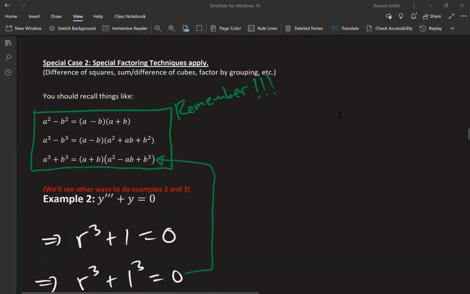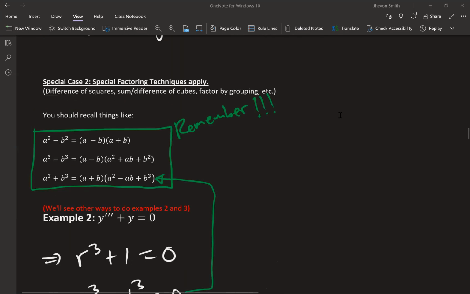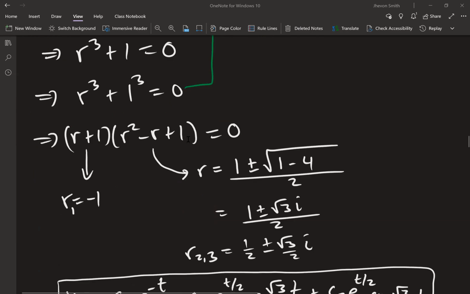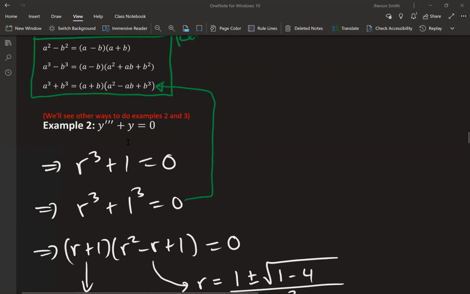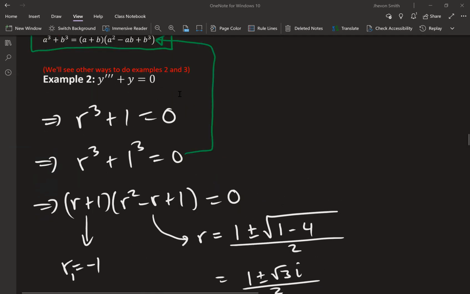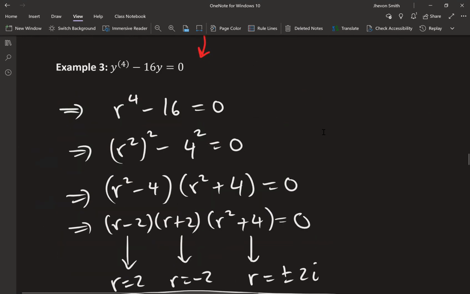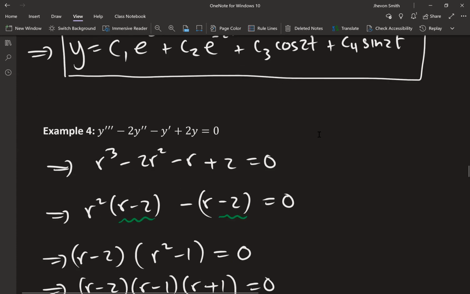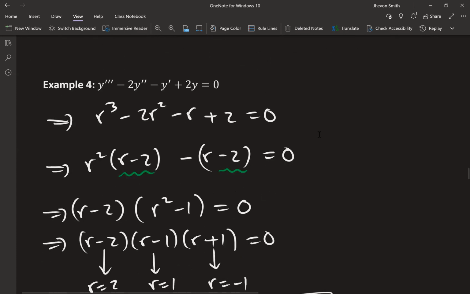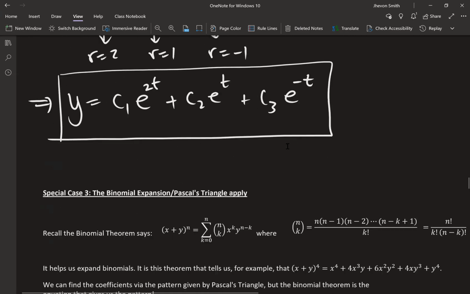Another special case is when our special factoring techniques would work: difference of squares, sum of, or difference of cubes. Those are these guys right here. And we did a couple of examples where we actually used that. So in this example, we used the sum of cubes. We're actually going to see another way to solve that particular kind of example. We used the difference of squares to solve that. And here we used factor by grouping for this one.